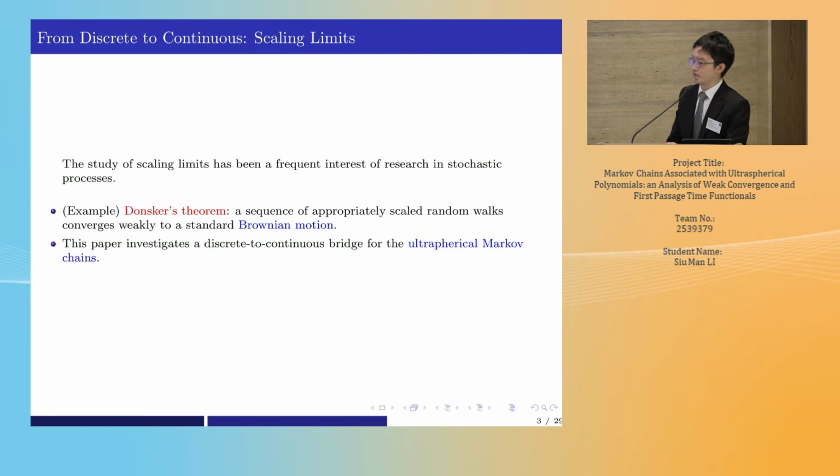So first of all, our study is related to scaling limits and is useful when it comes to connecting discrete systems to their continuum counterpart. One classic example is Donsker's theorem, where a sequence of random walks, when scaled, converges weakly to a standard Brownian motion. Our paper does something similar, except it's for the ultraspherical Markov chains, which we are going to define later.